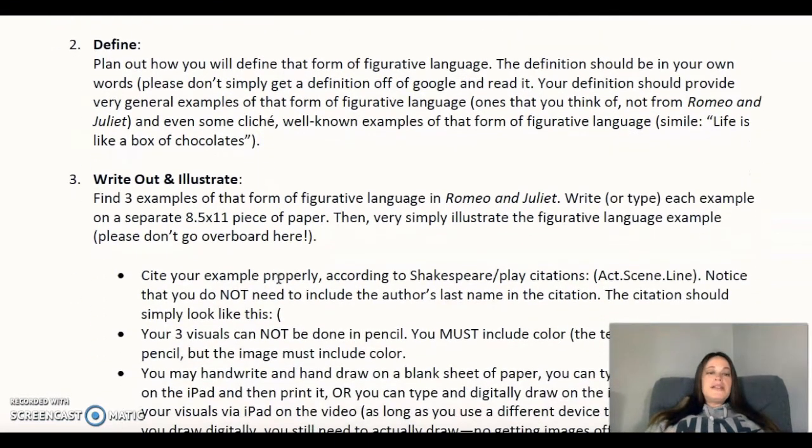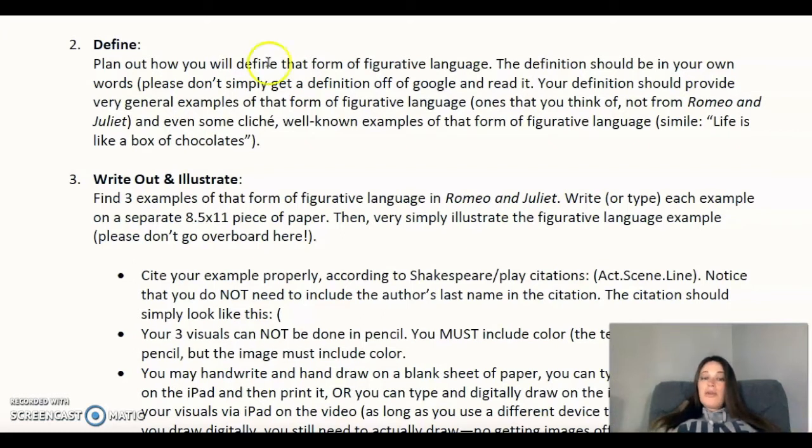Number two, define. Plan out how you will define that form of figurative language. The definition should be in your own words. Please don't simply get a definition off of Google and read it, okay? Your definition should provide very general examples of that form of figurative language. As you're giving your definition of the figurative language term, these examples should not come from Romeo and Juliet. That should just come from your own brain.